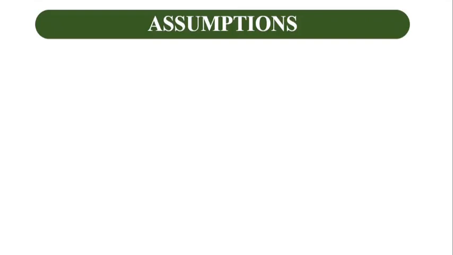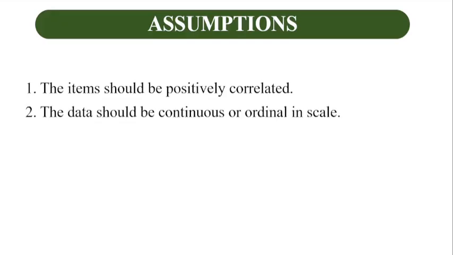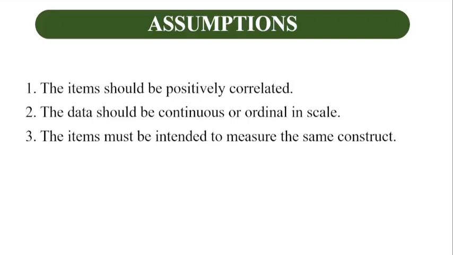These assumptions include the following. 1. The items should be positively correlated. 2. The data should be continuous or ordinal in scale, such as Likert scales. 3. The items must be intended to measure the same construct. That is, the Cronbach Alpha construct must be unidimensional.